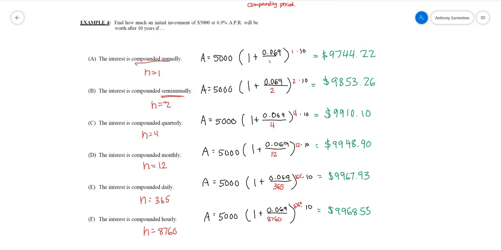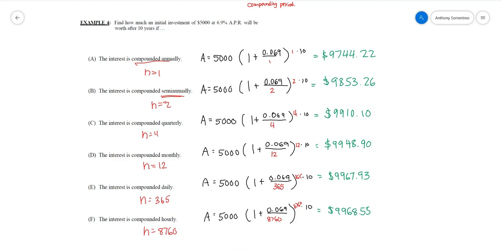When I compound it semi-annually, so instead of taking the interest and putting 6.9% at one time during that year, if I take that 6.9%, split it into 3.45%, and apply it twice during the year, that means I'm going to take 3.45% of the 5,000, add it to the 5,000, get a new amount, and then take 3.45% of that amount, and then add that to the total. I end up with $9,853.26. So you can see a difference of a little over $109 there. That's a pretty significant difference.